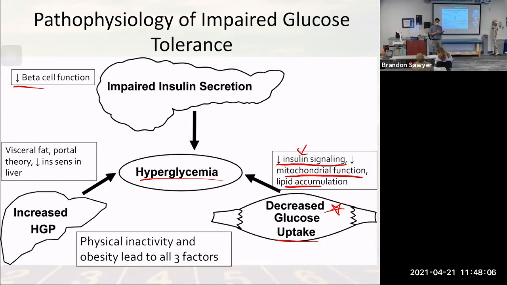And then factor number 3 is this one, increased HGP, which stands for hepatic glucose production. Okay, so it's your liver releasing glucose into the blood.